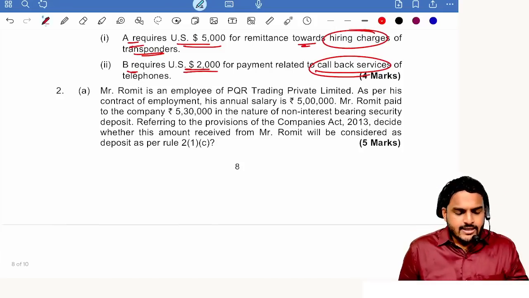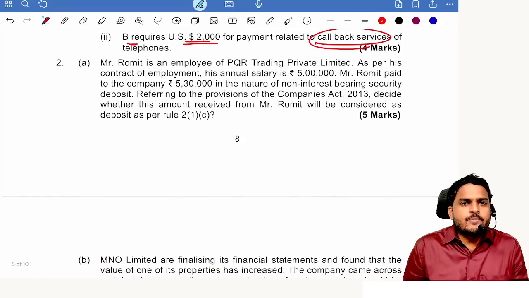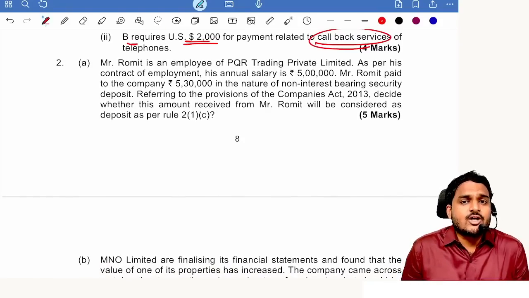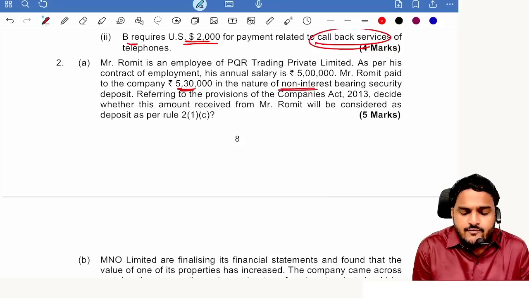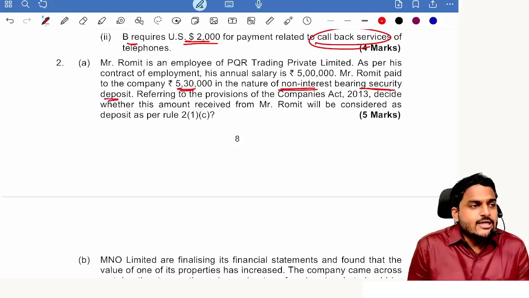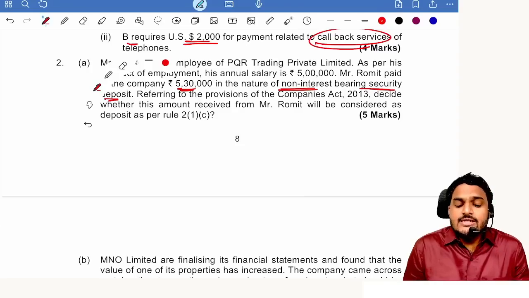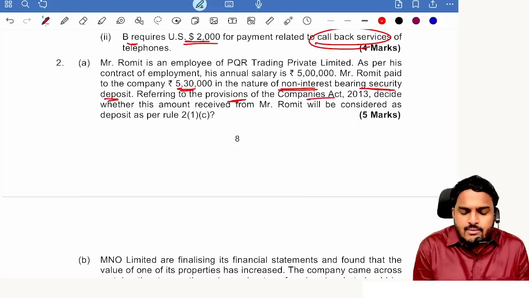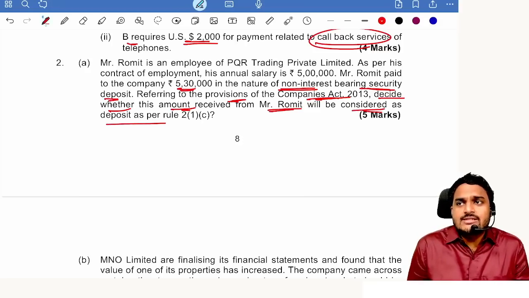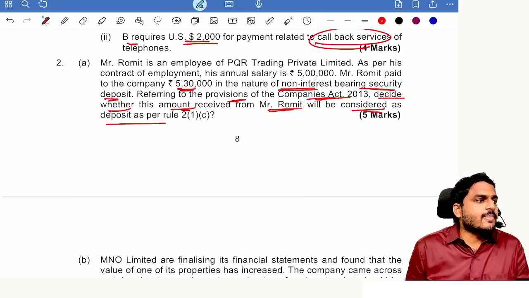Understood? Next, Mr. Romit is an employee of PQR Trading Limited. As per his contract of employment, his annual salary is 5 lakh rupees. Mr. Romit paid to the company 5,30,000 in the nature of a non-interest bearing security deposit. Employee security deposit. It is about employee security deposit. Referring to provisions of the Companies Act 2013, decide whether this amount received from Romit will be considered as a deposit as per Rule 2, Sub Rule 1. Deposit or not a deposit?